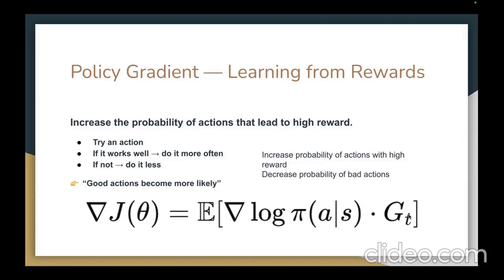G_t you can think about as the cumulative reward. Let's say I have a trajectory of 1,000 steps, and at each step I can compute the total reward from this step until the end. And for each step, I also have a distribution of the possible actions, and I can compute the probability of the actions that I picked. Using this loss function, we can increase the probability of actions with high reward, and we can decrease the probability of what we call bad actions.